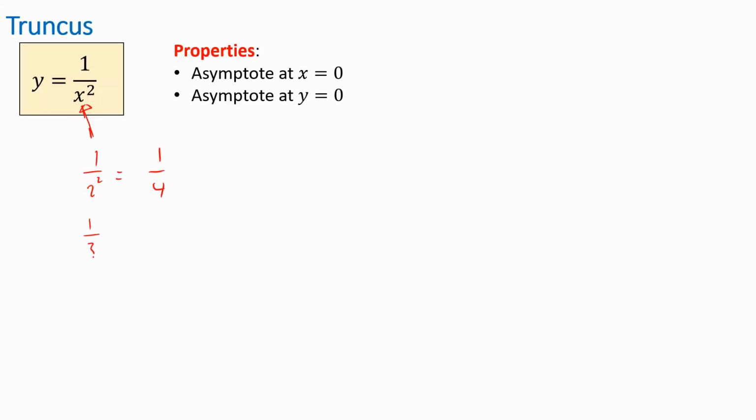If I put in a 3, what does that become? 1 over 9. If I put 1 over 100 squared, what does that become? 1 over 10,000. What's happening? A quarter, 1 over 9, as I increase the numbers 2, 3, 100, what's happening? It's getting smaller, but you never get 0. Because you keep getting smaller and smaller and smaller, but never equal to 0. That's why you have an asymptote when y equals 0.